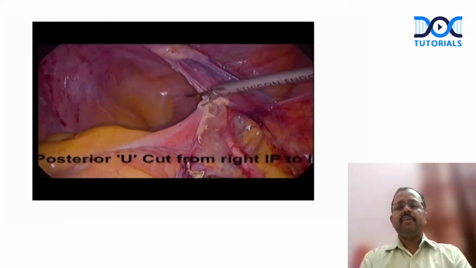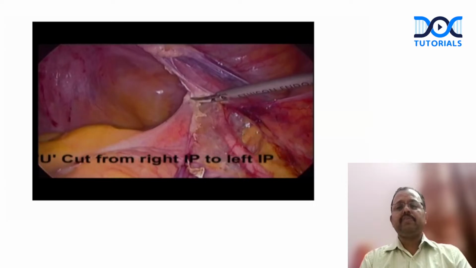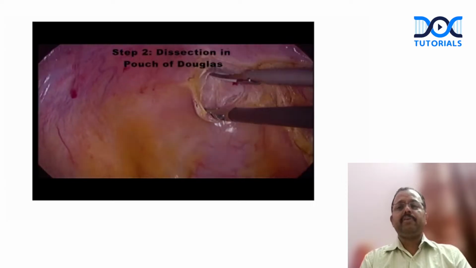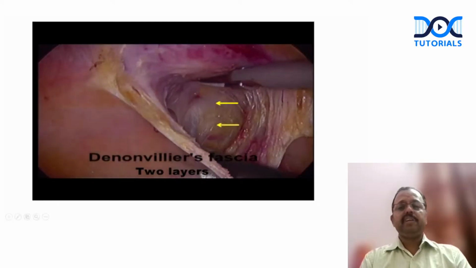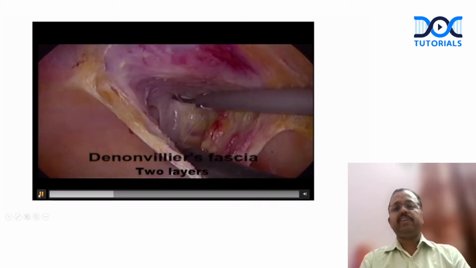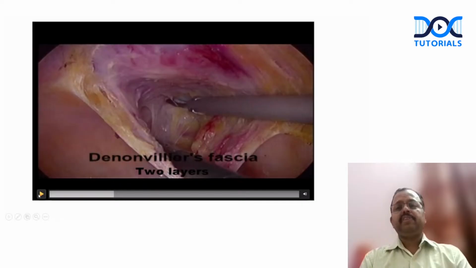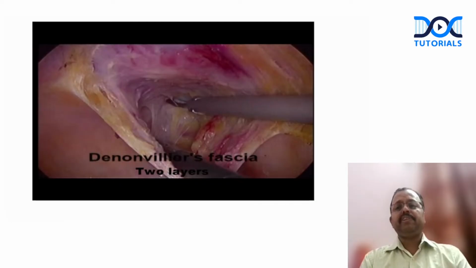Once you do, then we start the posterior U cut as well from the right to the left side of the IP ligament. So this is the posterior U cut that they're talking about. Always we say that the non-bilious fascia has two layers. That is the fascia which is there between the endopelvic fascia lining between the rectum and the uterus. Generally, the fat belongs to the rectum in case you're not doing it posteriorly, and the fat belongs to the bladder when we're doing it anteriorly.